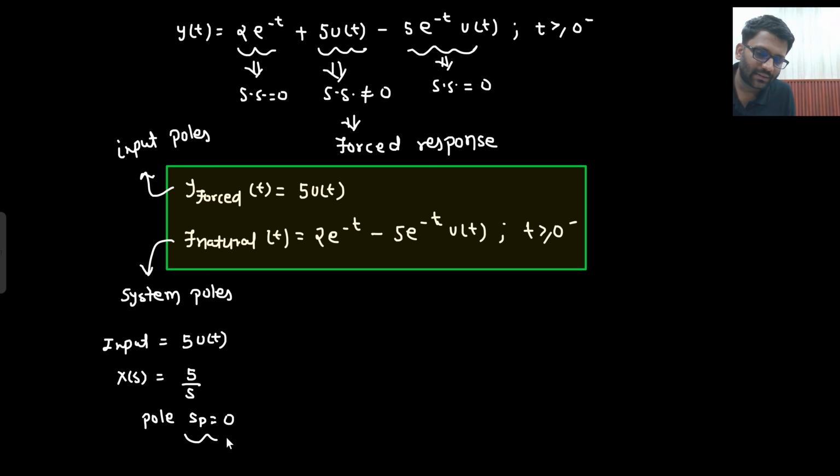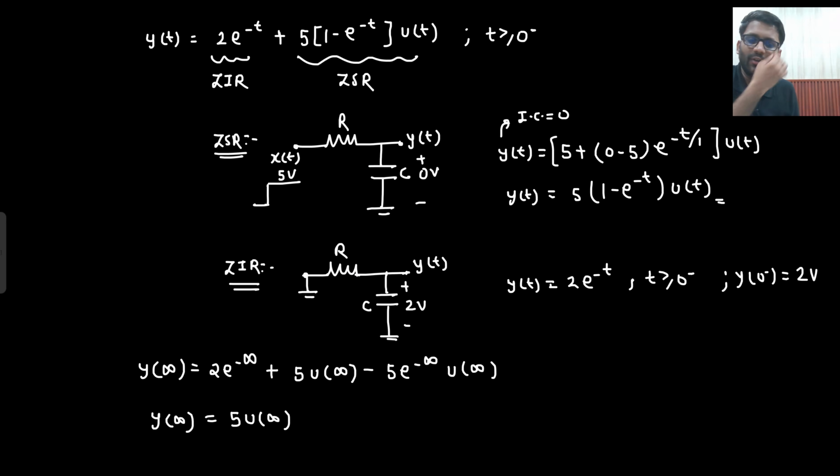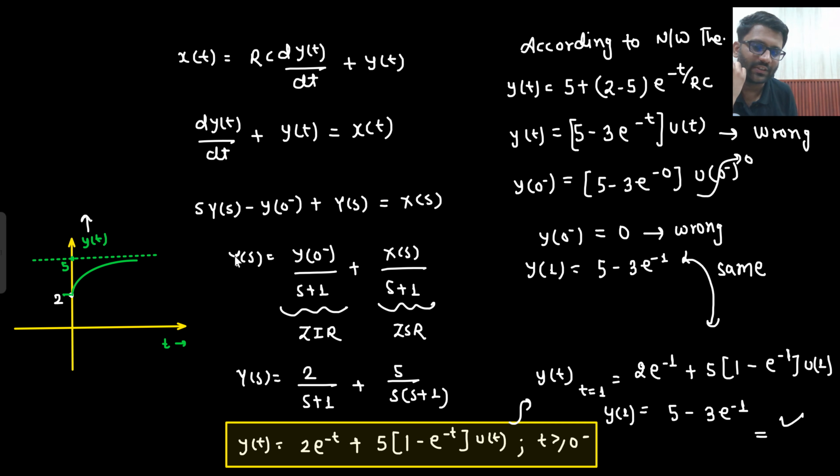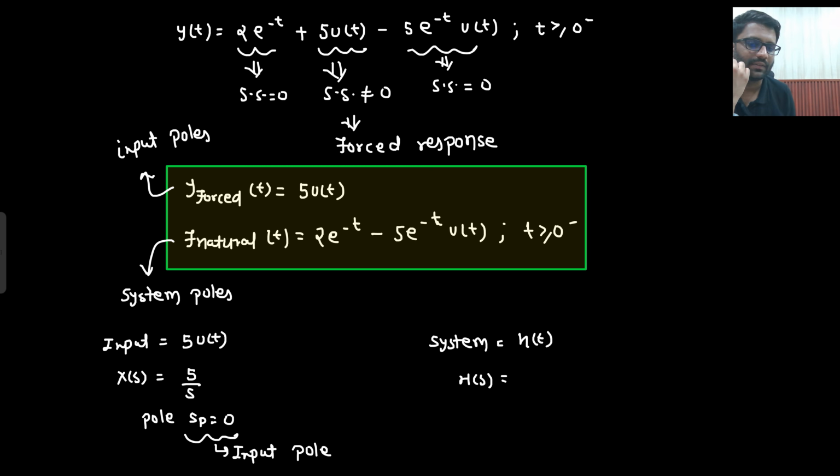So this is known as the input pole. What do you mean by system pole? What is your system? Your system is h(t). And what is your H(s) here? Can you let me know what H(s) is? H(s) is Y(s) divided by X(s). So from here I can see that H(s) is 1 upon s plus 1. Where is the pole? Pole is at minus 1.